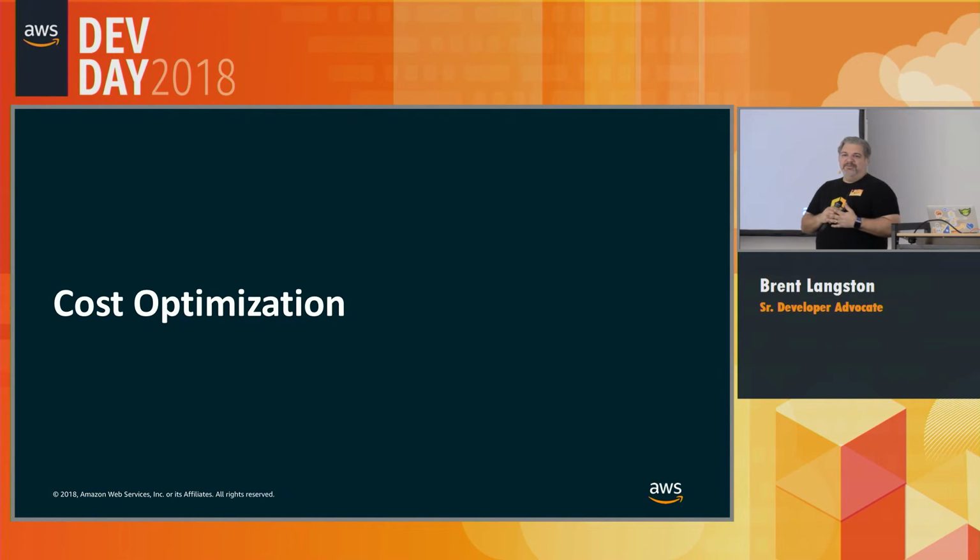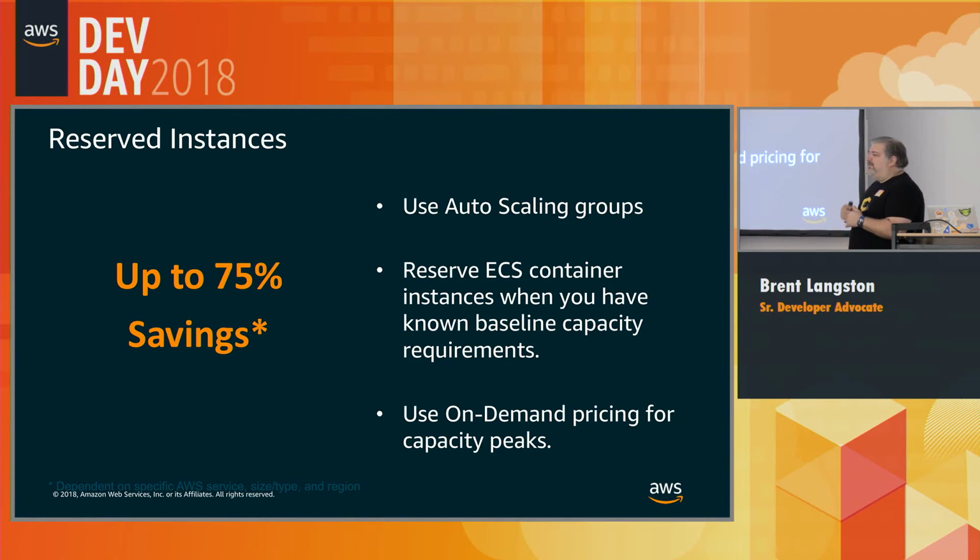So cost optimization is something that I personally find very exciting. I love being able to build something and then start to crank it down and make it as small as it can be while still having all of the functionality that I need. So 2 tools that you can use to make this happen: 1, reserved instances, and 2, spot pricing.